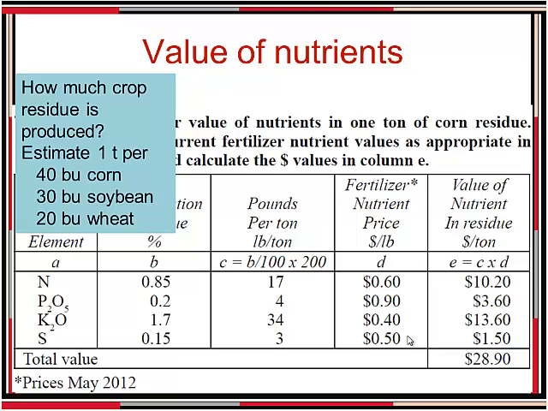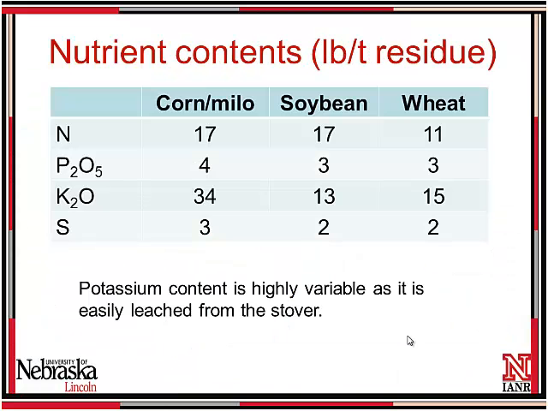So a big question is, how do we estimate how much residue we have out there? Well, a simple guideline is given in the NEB guide, where we say you have about 1 ton for every 40 bushel of corn produced, 1 ton for every 30 bushel of soybean, and 1 ton for every 20 bushel of wheat. So again, this is just another table showing how much we have on average, and it's quite variable, but on average in pounds per ton.